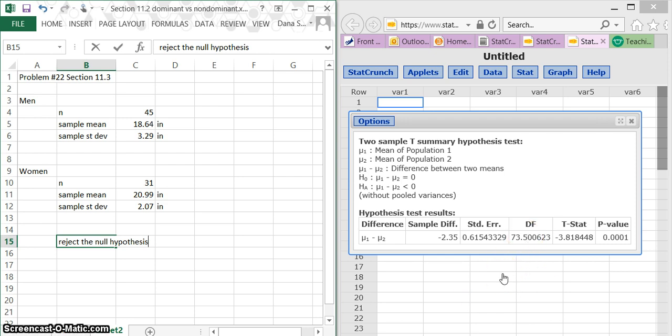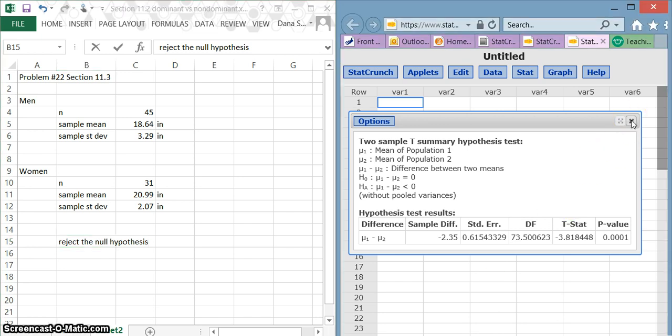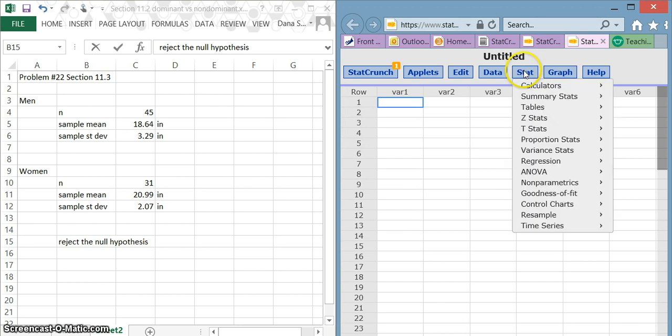Now let's look at the confidence interval. In this case, the p-value was 0.0001, and the alpha value that we were comparing it to was 0.01, so we reject the null hypothesis. Now I'm going to go back and do exactly the same thing, but we're going to do the confidence interval instead.